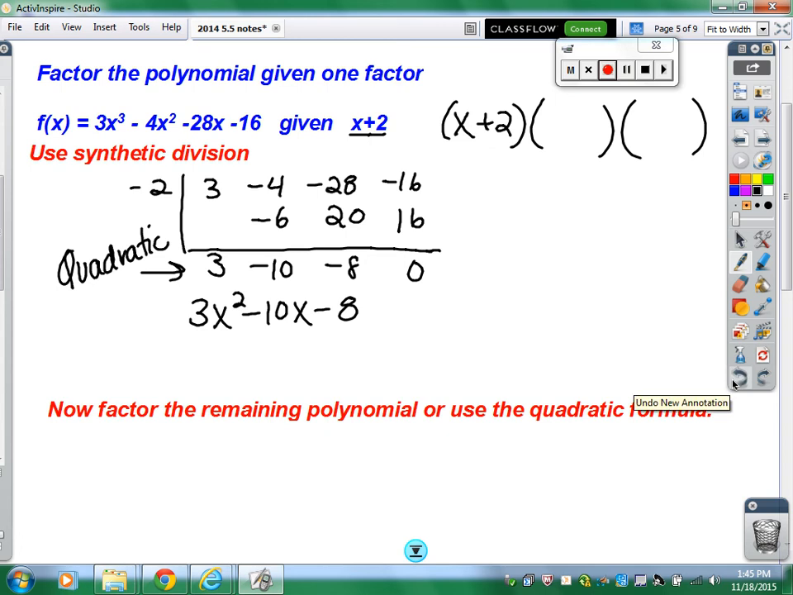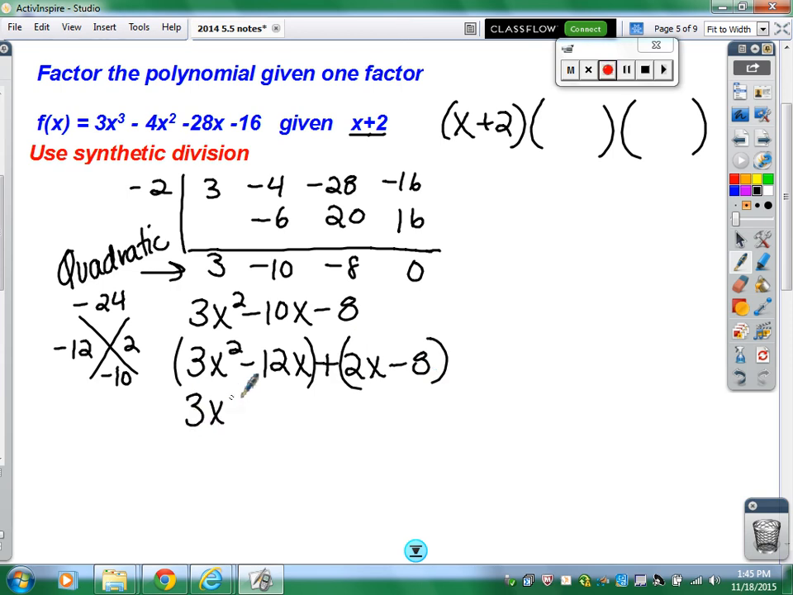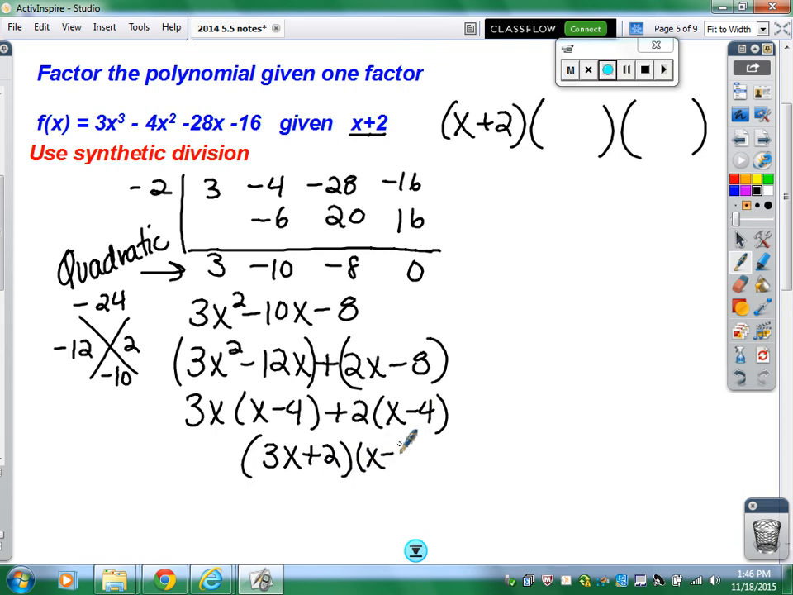All right, let's factor this. What multiplies to give me negative 24, but has a difference of negative 10? Negative 12 and 2? All right, so we're going to get 3x squared minus 12x plus 2x minus 8. I'm just factoring. 3x, x minus 4, 2, x minus 4. So my factors are 3x plus 2, x minus 4.